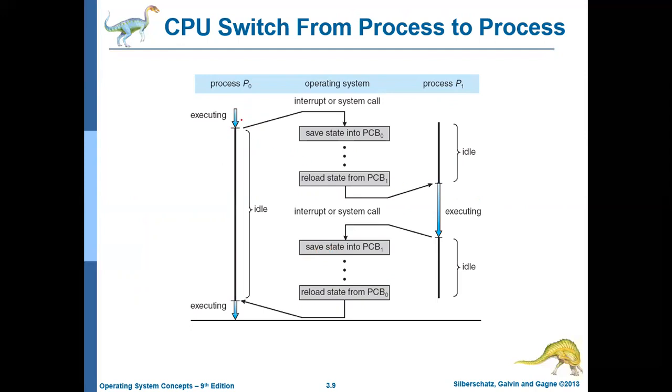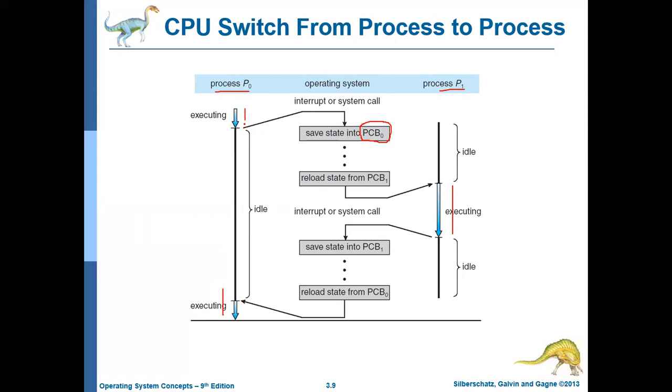Here the scenario is that there are two processes, P0 and P1. Initially P0 is executing for some time, then it switches to P1, executes P1 for some time, and again switches back to P0. So how is this happening? Initially P0 is executing. P0 has its own PCB, which we call PCB 0.